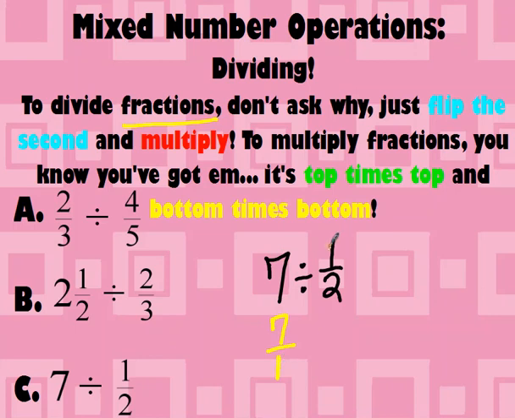So to divide fractions, don't ask why, just flip the second. So it's going to flip over and multiply. To multiply fractions, you know you've got them: it's top times top, and bottom times bottom, which is 1. And this 14 divided by 1 is really just the whole number 14.